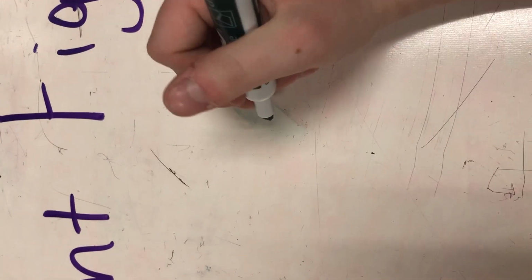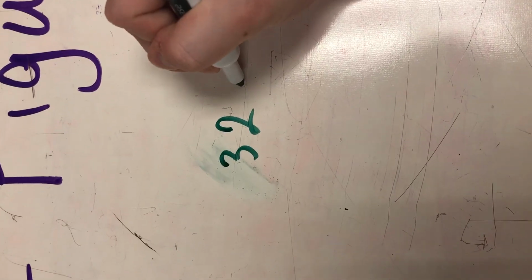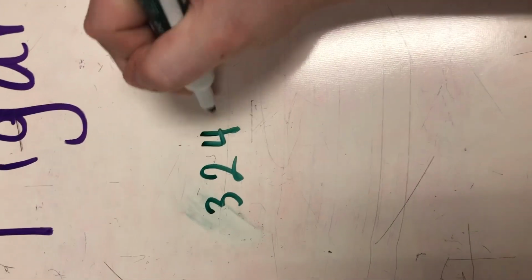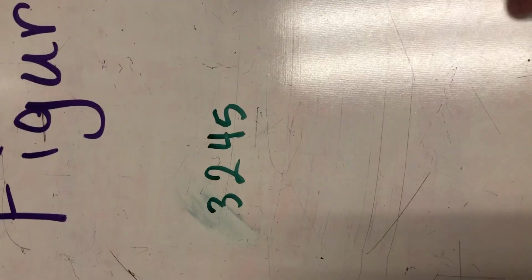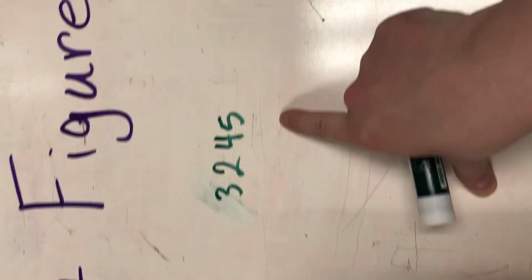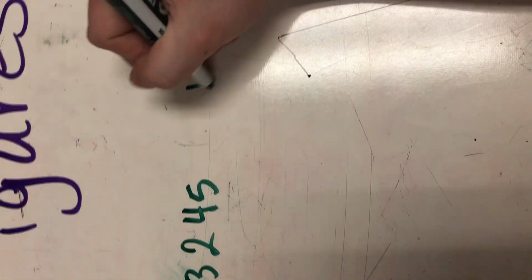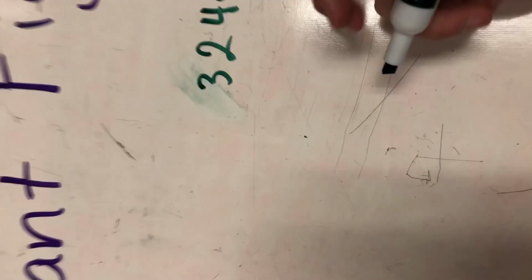You're given an example like this: 3,245. All of these are non-zero numbers, so we would say it has 4 sig figs, because there are 4 numbers that are not 0.